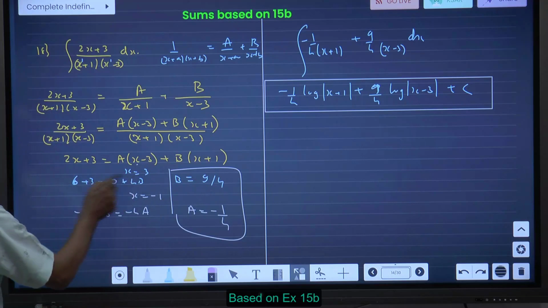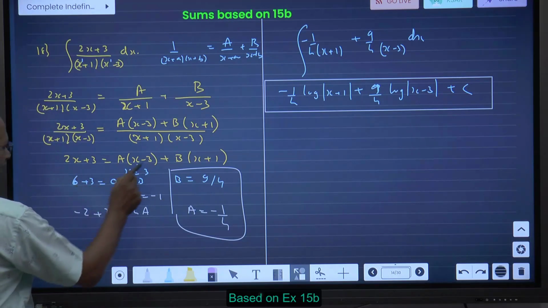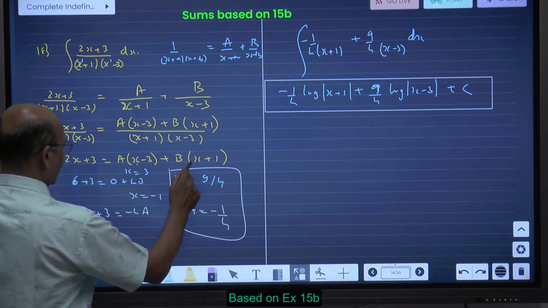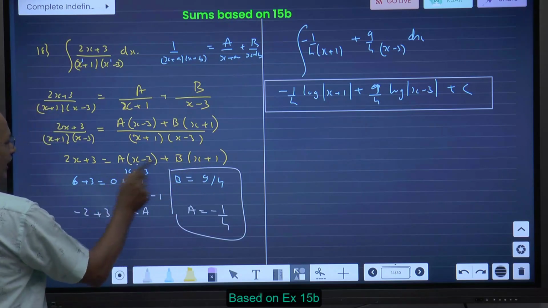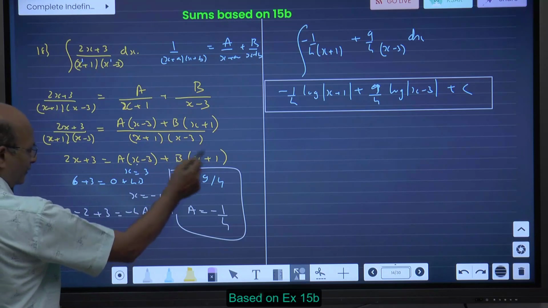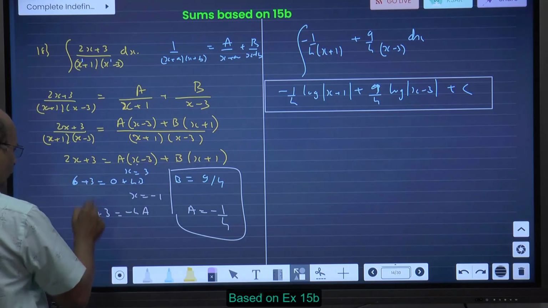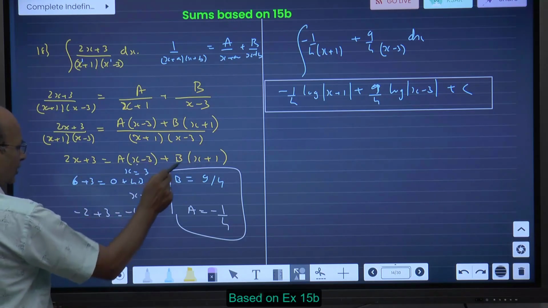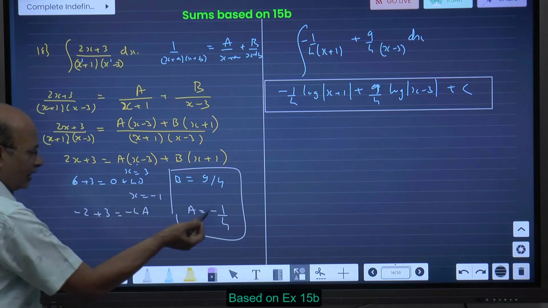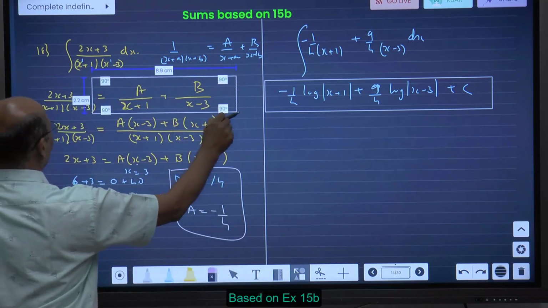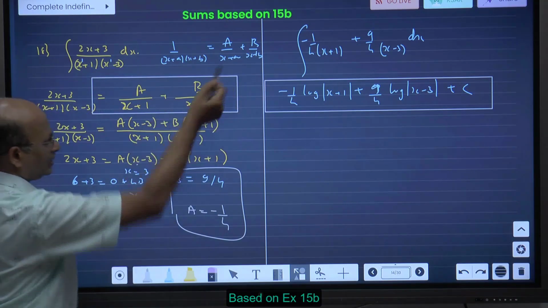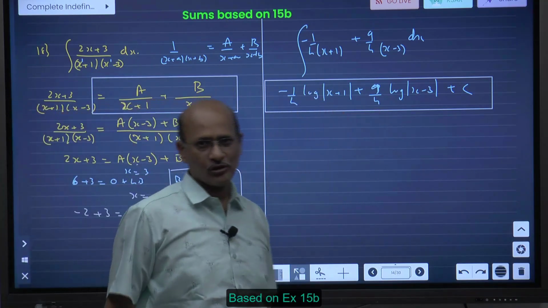So if I put x equals 3, 6 plus 3 is 9, this is 0, so 3 plus 1 is 4, so B is nothing but 9 upon 4. Now if I put x as minus 1, this will become 0, so minus 2 plus 3 is 1, and this is minus 4A, so A is minus. So take this and put it here and integrate it, that's it. So integration is so cheap.